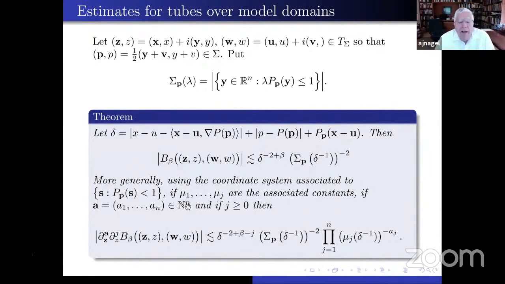More generally, if you want to take derivatives, one gets a similar statement where each derivative gains an extra factor. Derivatives in the tangent direction involve these parameters in the tangential direction, and a derivative in the normal direction involves a loss of 1 factor of delta.